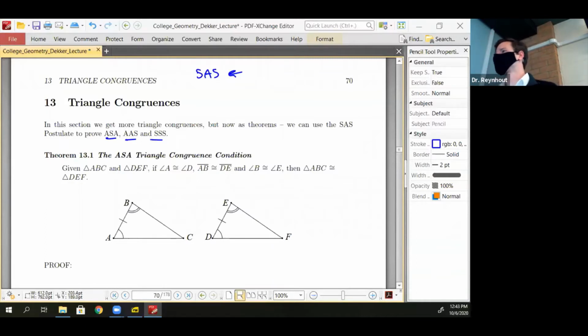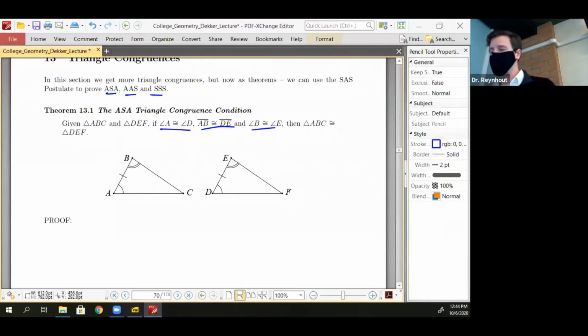If we have two triangles such that we have an angle that is congruent followed by a side, line segments, that are congruent, and an angle that is congruent, so we have angle, side, angle in that order, then we have that the two triangles are congruent. Well, excellent, that's fantastic.